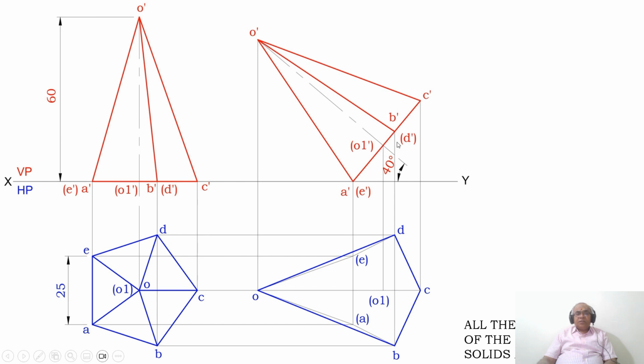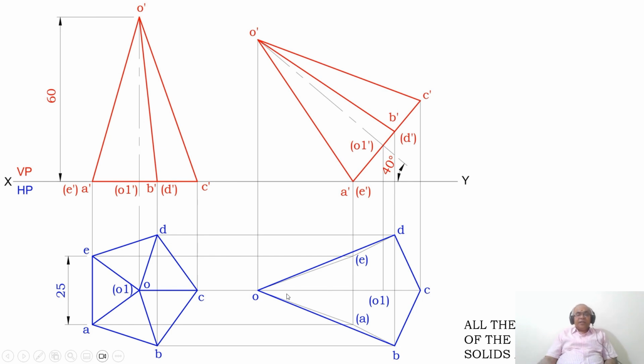Then draw a vertical projector from both B dash and D dash to the top view, and draw a horizontal projector from B and D. These 2 lines will intersect at these 2 points. You mark those 2 points as B and D, and here this is C, and this is E and A, and this is O1 without bracket. Then once you do that, you join between A to B, B to C, C to D, D to E and E to A with a thin line.